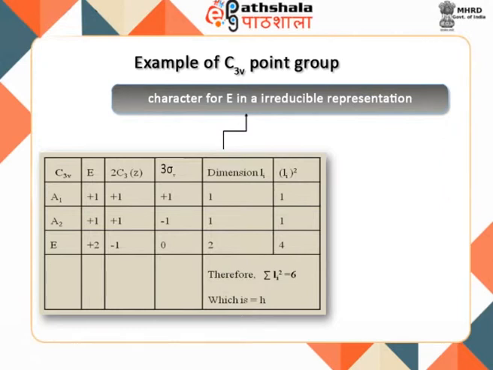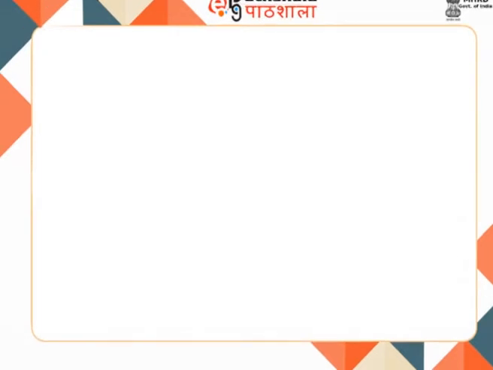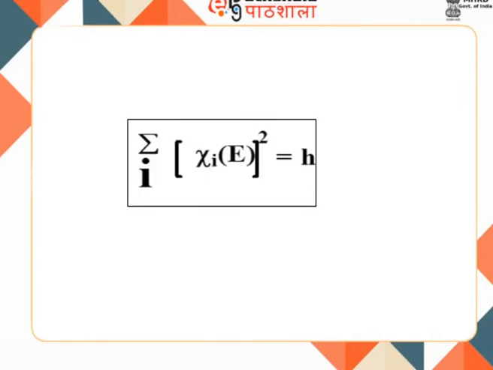Here these are A1 equal to 1, A2 equal to 1, E equal to 2. Therefore, 1 square plus 1 square plus 2 square equal to 6. Since character of E represents dimension of the irreducible representation, equation 5 can be rewritten as equation 6.